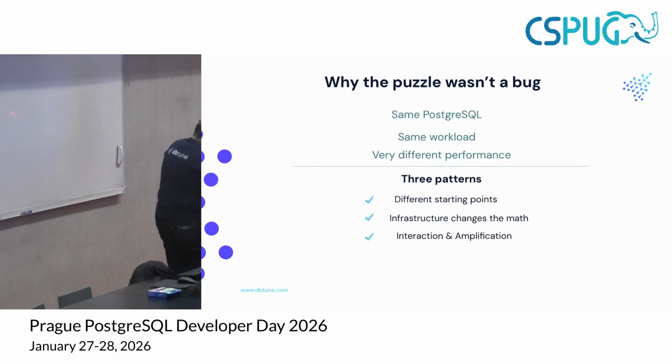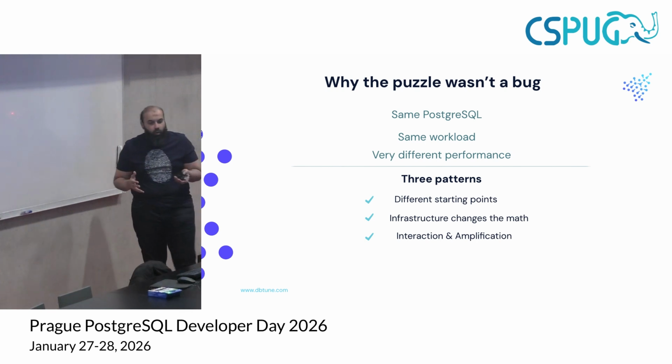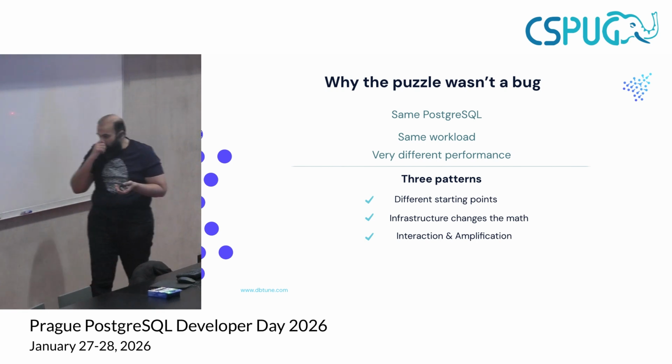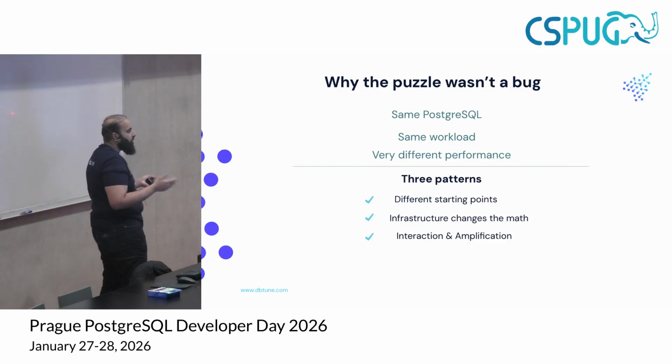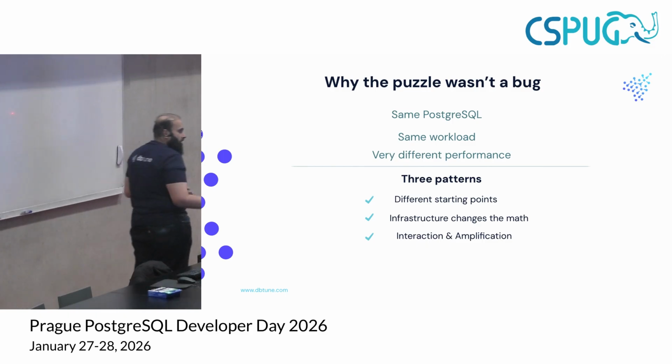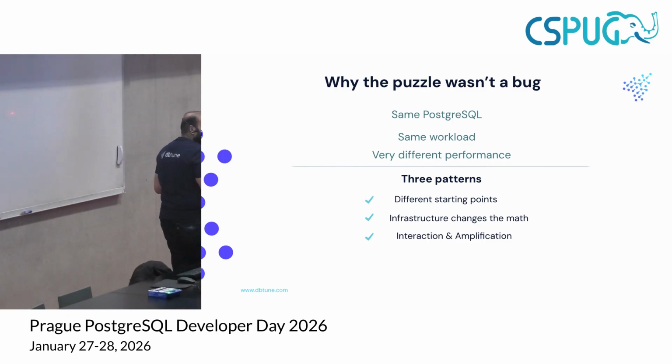I started by presenting you with a puzzle: there was a 100x difference. Why was that not a bug? We saw the same Postgres version, the same workload, but very different performance. Why was this a puzzle? Because of these three patterns: you had a different starting point, there was infrastructure struggling, and then there was interaction and amplification and everything.